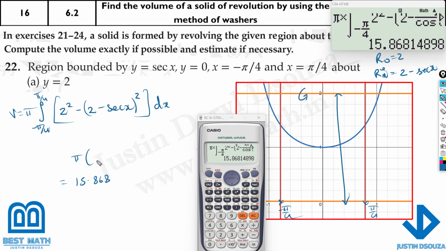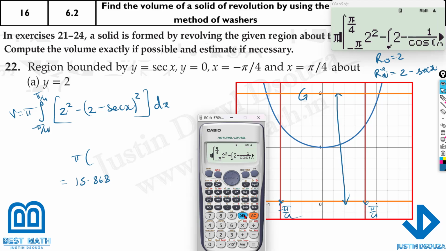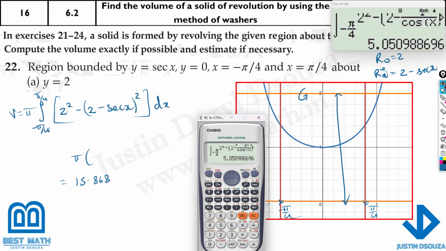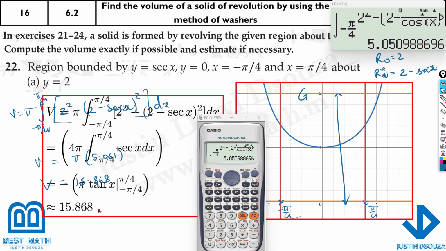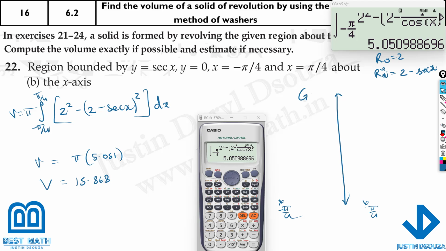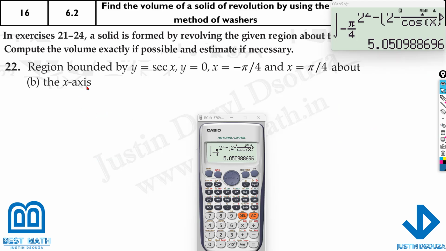15.868. Above you can write pi times, just remove that pi now. 5.05. 5.051. That's it. So this is the volume for this particular function. I hope that's clear. You can see it's a numerical value itself because it's tan and all. It's very difficult to get in terms of pi. It'll be numerical. What about this along the x-axis?